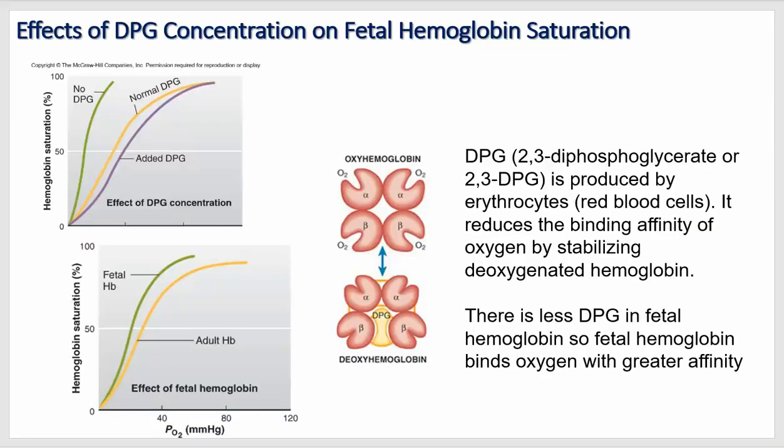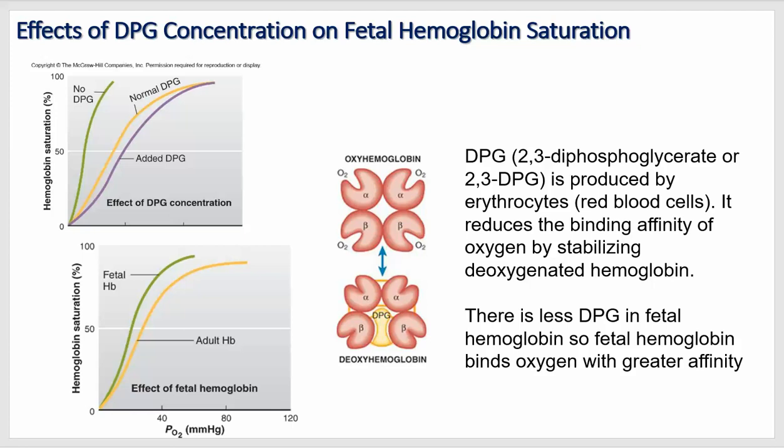So how does that work? Well, there's something called DPG, diphosphoglycerate, that is produced in the red blood cells, and it just kind of says, okay, hemoglobin, you're lacking oxygen, so I'm going to make that more comfortable for you. So it reduces that binding affinity of oxygen. It stabilizes deoxygenated hemoglobin. It says, okay, you can live without oxygen. That's fine.